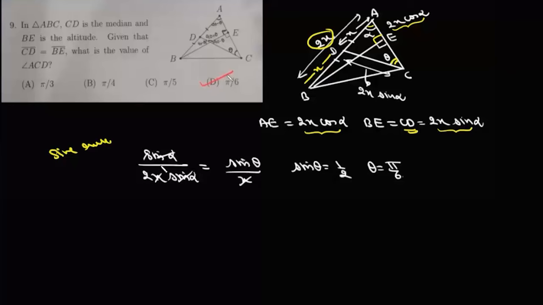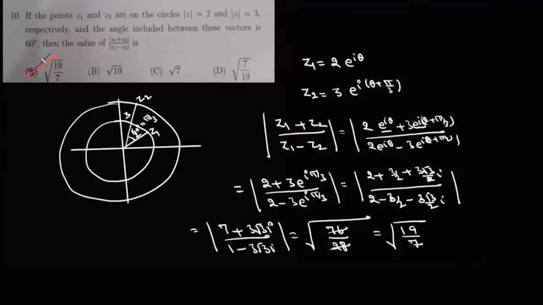Now in question number 10, we are given two circles whose equations are mod z equals 2 and mod z equals 3. So the center is at origin, with radius 2. We'll draw the two circles. Let's say there are 2 points, z1 on the first circle and z2 on the second circle, and the angle between them is 60 degrees. Then the value of mod of (z1 plus z2) upon (z1 minus z2) is.